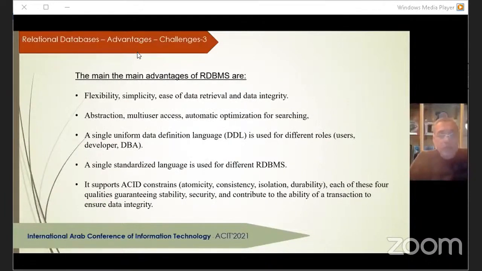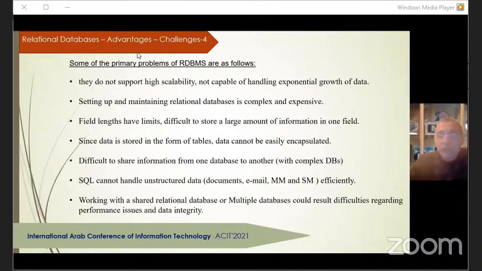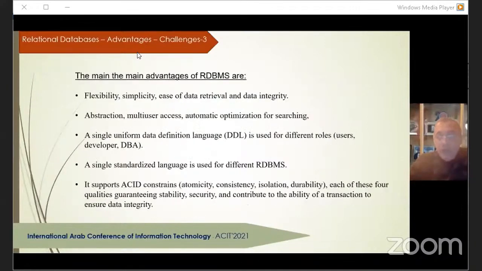The main advantages of relational databases could be summarized as follows: flexibility, simplicity, ease of data retrieval, and data integrity. Also, abstraction, multi-user access, and automatic optimizing for searching. A single uniform data definition is used for different roles. Also, a single standardized language is used for different relational databases. It also supports ACID properties or constraints, where each of these properties guarantees stability and security, and contributes to the ability of a transaction to ensure it.